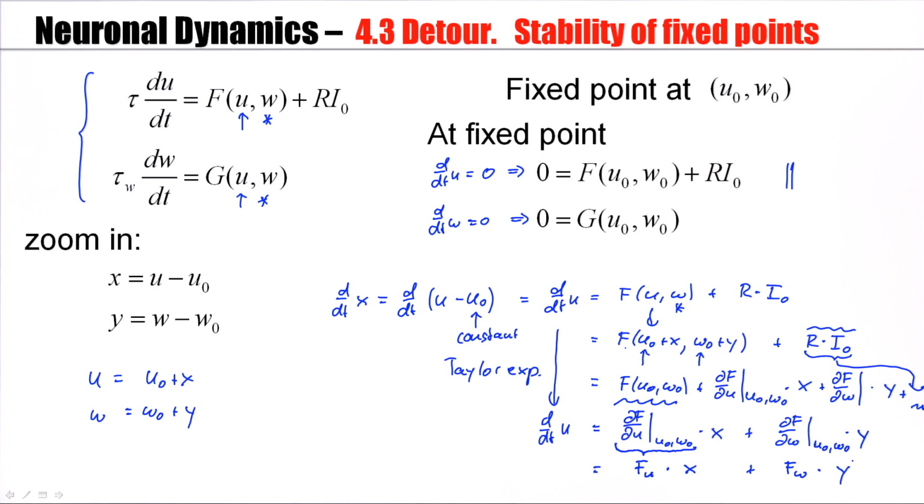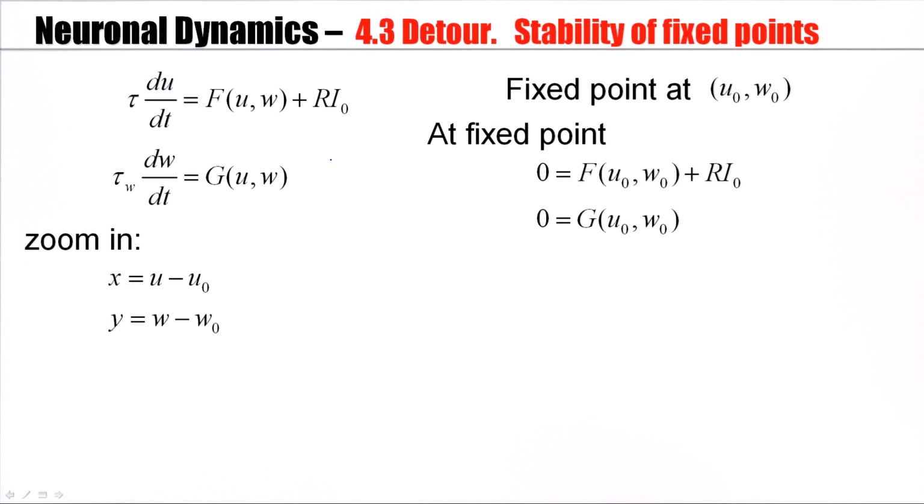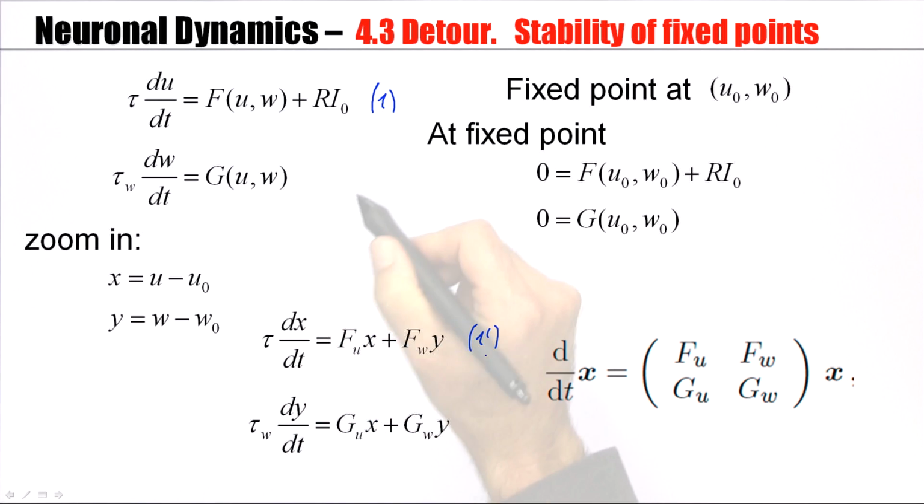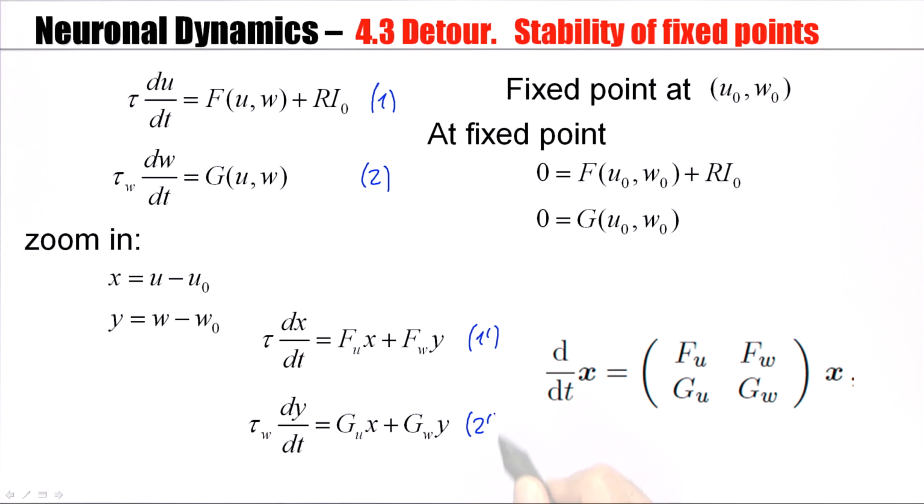So that was the Taylor expansion of this first equation. I can do a similar Taylor expansion of the second equation, and it will look very much the same. So let's do this. That's my Taylor expansion of the first equation. And from the second equation, I get this Taylor expansion, where this means the derivative of the function g with respect to u evaluated at the fixed point u0, w0, and analogously for g sub w.